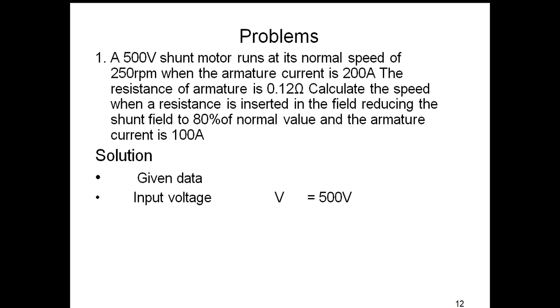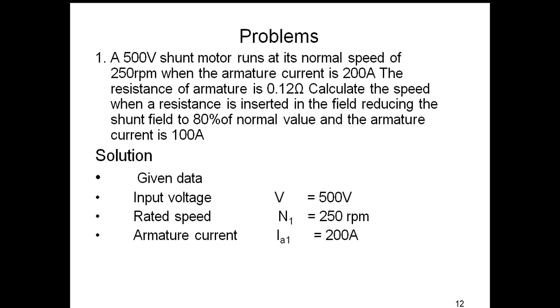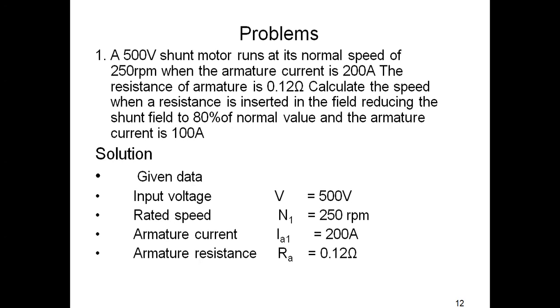The given data is the input voltage is given as 500 volts, and the rated speed represented by N1 is given as 250 rpm, and the armature current IA1 is given as 200 amperes, and the resistance of the armature is given as 0.12 ohms. This is represented by RA.